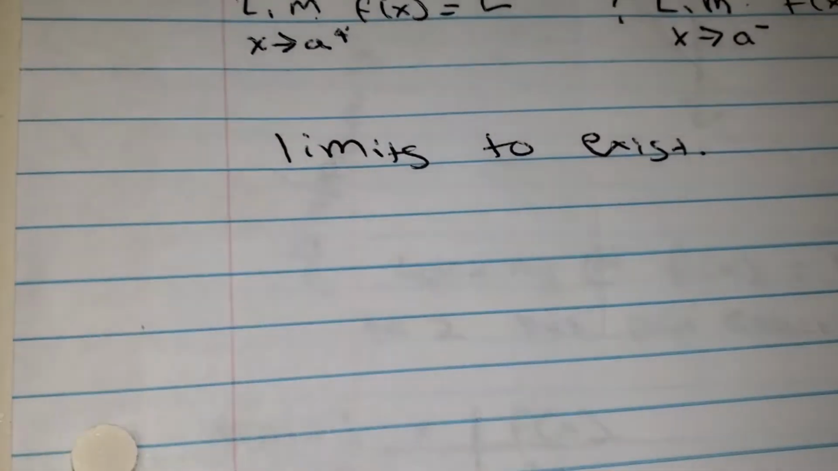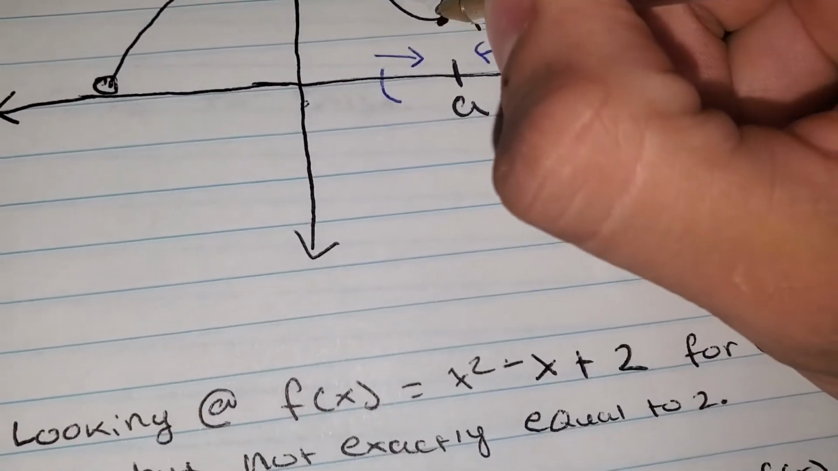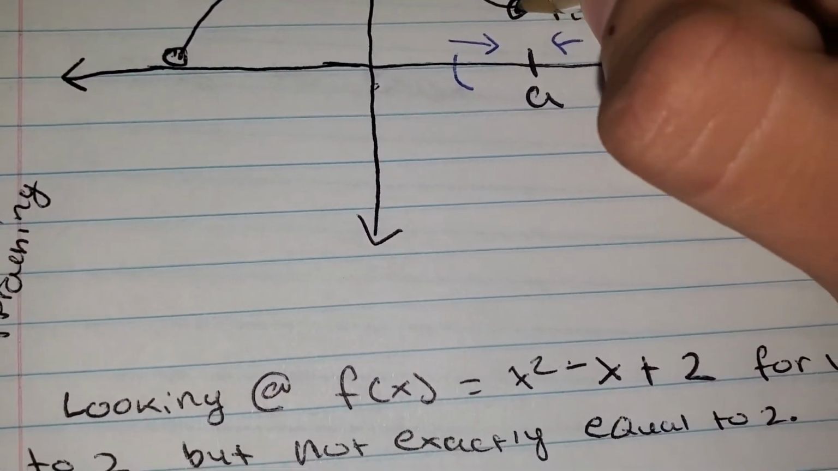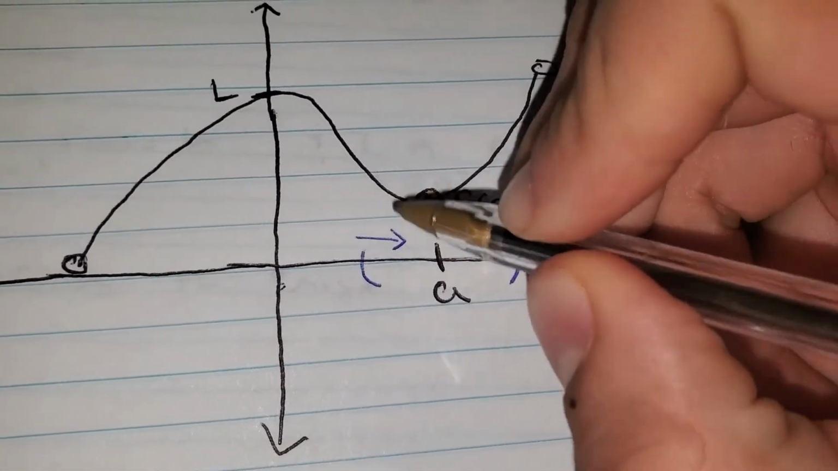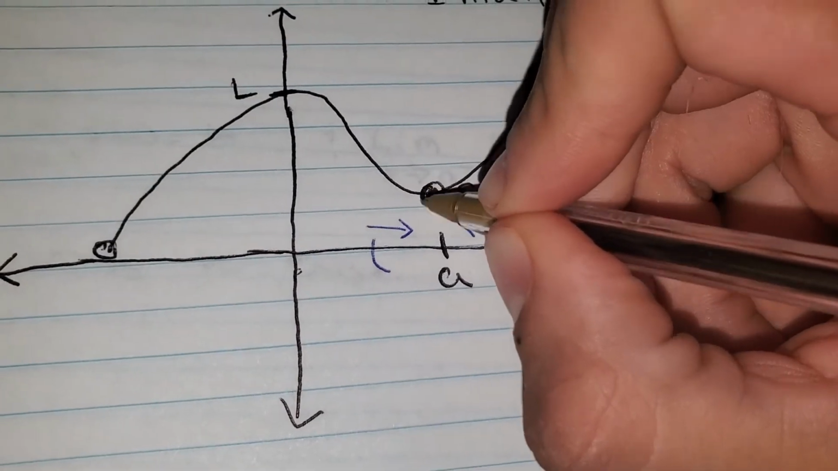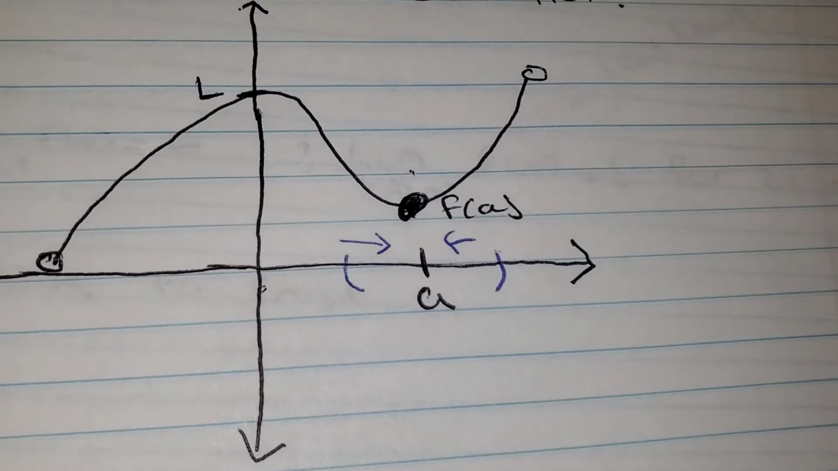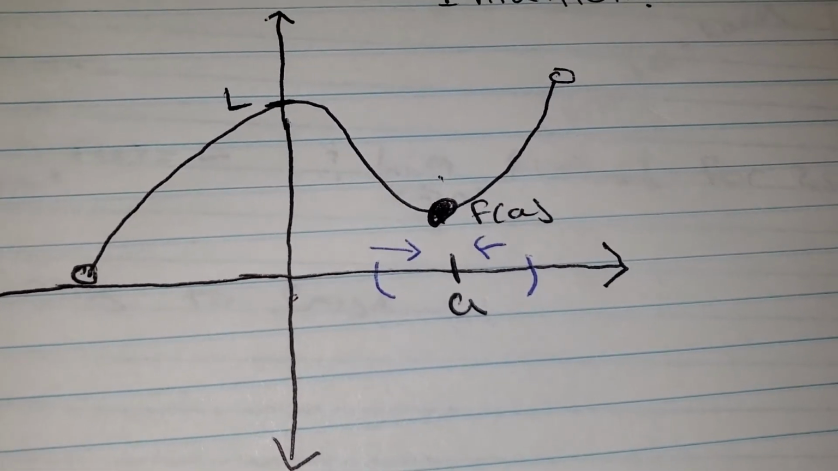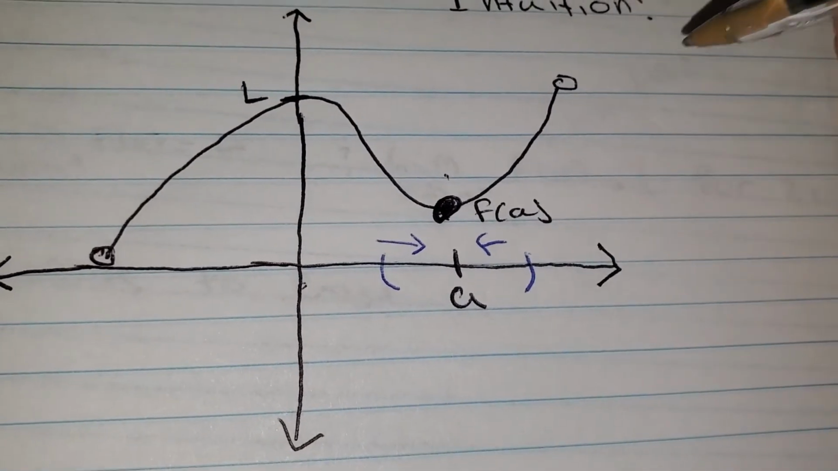Let's make sense of this real quick. We're not really worried about what happens at a. In fact, for a limit to exist, going to this graph, we could have a function that's defined at a, or there could be a hole at a, and the limit will still exist. The function won't be continuous there, but the limit would exist.